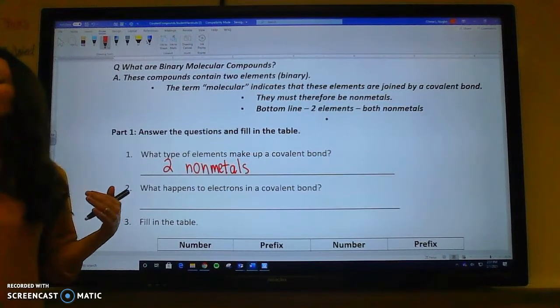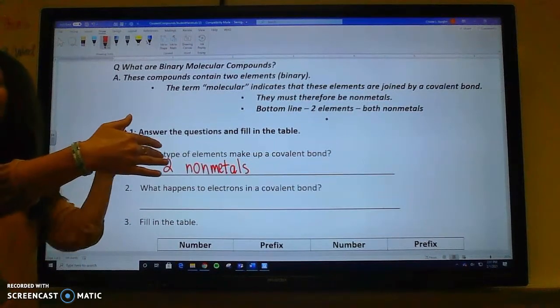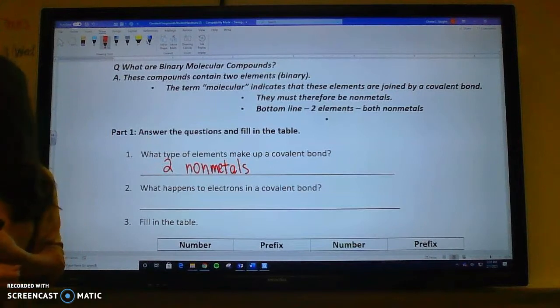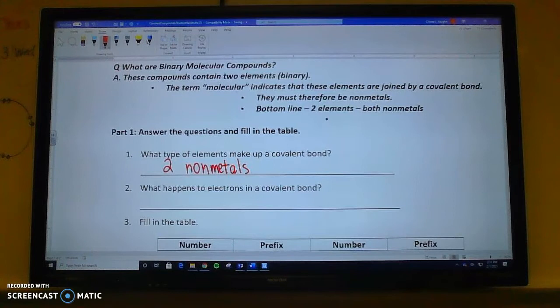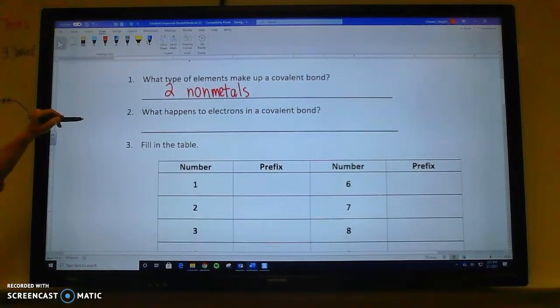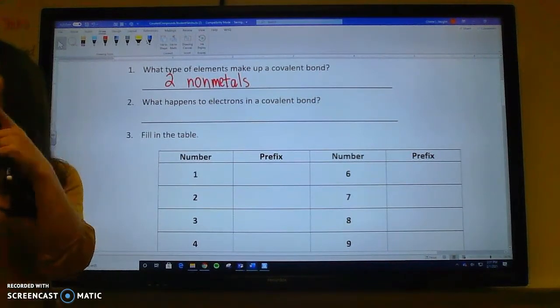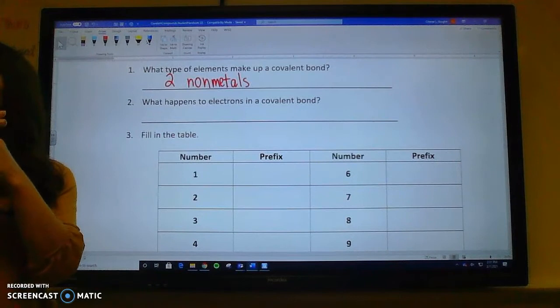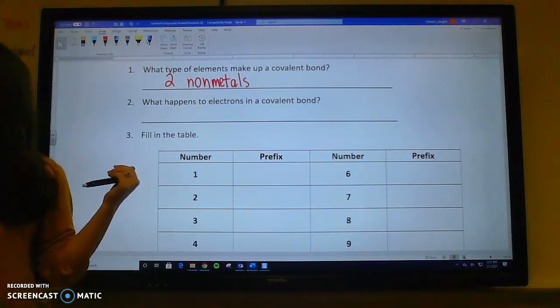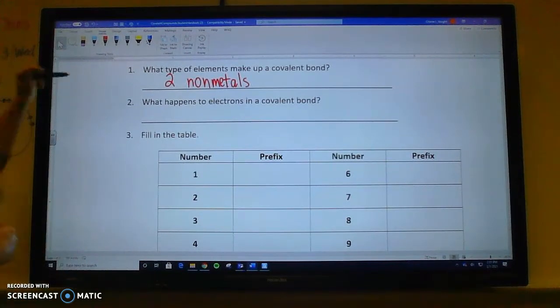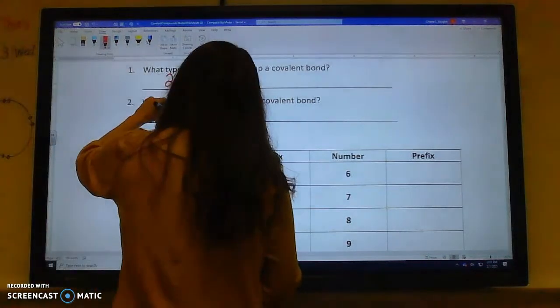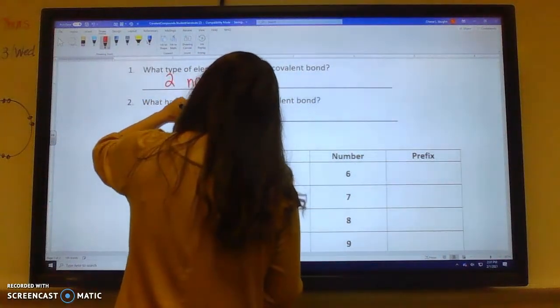So nonmetals, remember, are on the right side of that little zigzag line on the periodic table. There's not that many of them. The electrons, you know how ionic compounds make positive and negative charges called ions? So they transfer, one gives up electrons, the other one takes them. Well, covalent compounds are sharing electrons, not dividing, sharing.